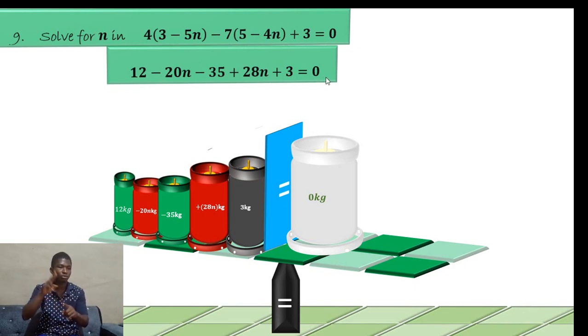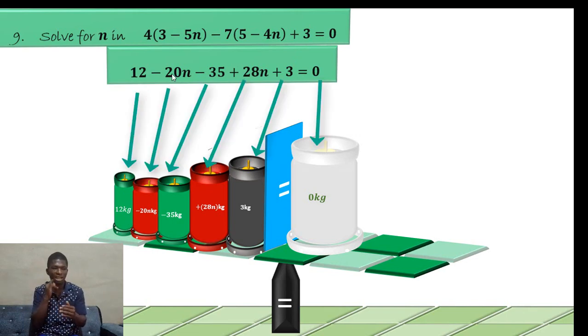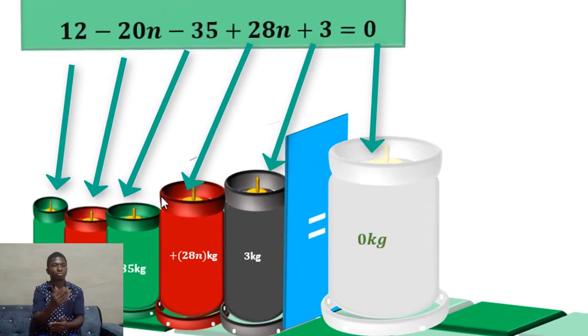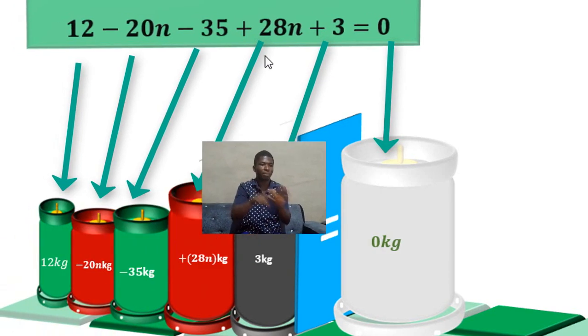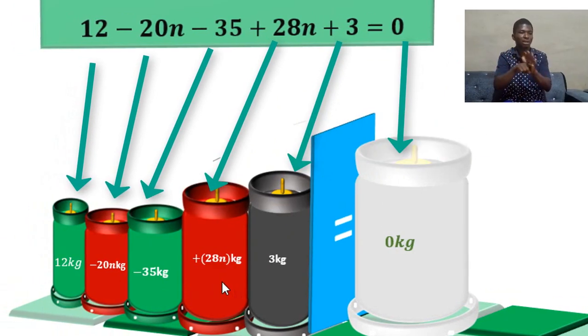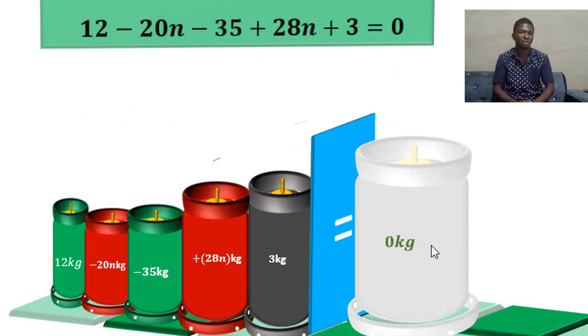So here is the gas representing 12. Here is the gas representing minus 20n. Here is the gas representing minus 35. Here is the cylinder representing 28n, and here is the cylinder representing 3. Then I have my bridge. Everything equals what? Equals 0. Imagine everything equals 0. So let's see how it works.